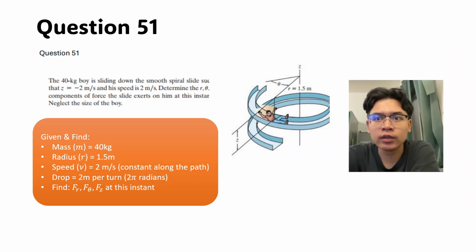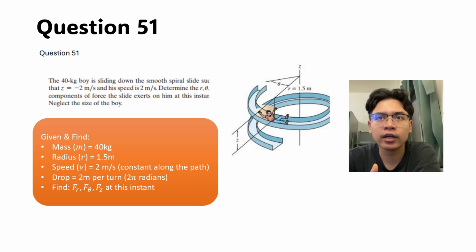For question 51, a boy slides down a smooth spiral slide. Our known variables are listed on the left: mass, which is 40 kg, radius R, which is 1.5 meters, and the total speed V, a constant 2 meters per second. The slide drops 2 meters for every full 2 pi radian turn. Our goal is to determine the force components the slide exerts on the boy at the instant: Fr, F theta, and Fz.